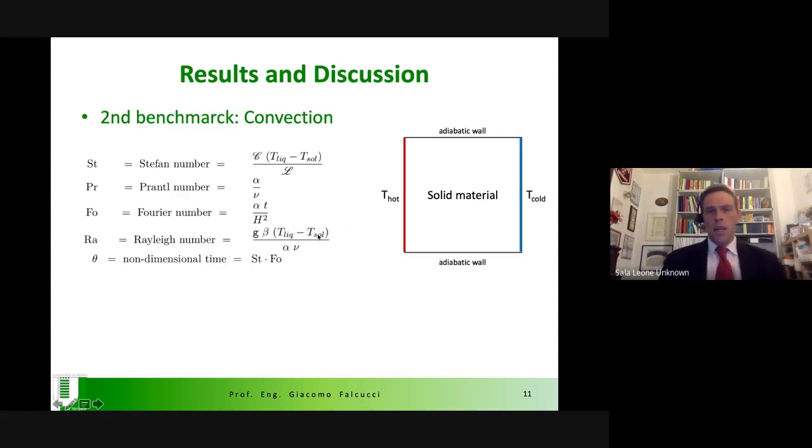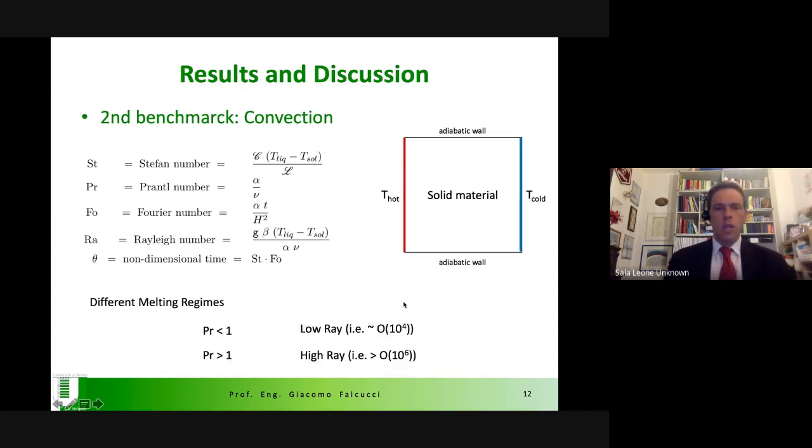T solid is T cold and T liquid is T hot, and they are kept constant at the boundary for the entire duration of the simulation.